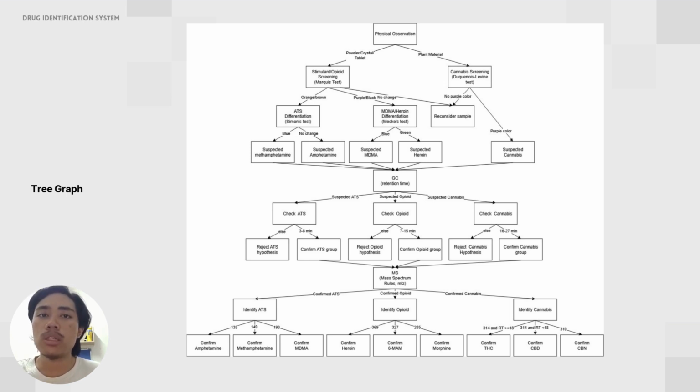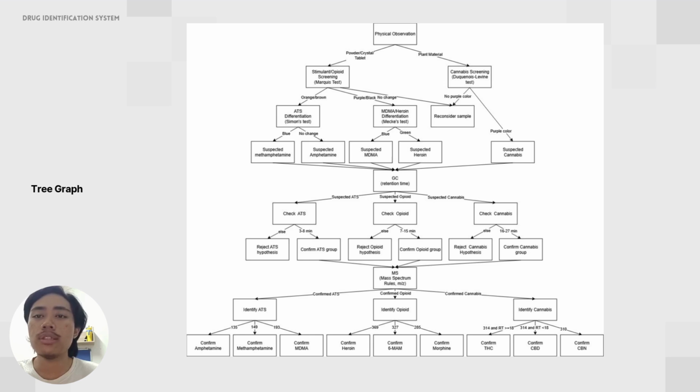After that, we go to the first screening test, which will be a Marquis test for stimulant or opioid drugs. It can be ATS or heroin, or it can be either. It depends on the sample. And also the screening test for cannabis, where a purple color will make us suspect it is cannabis. Two notes: cannabis only has one screening test, and ATS and heroin will have two tests.